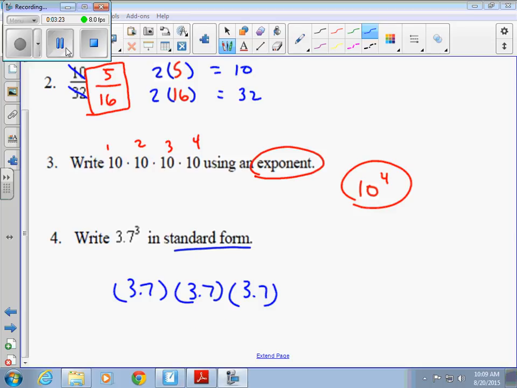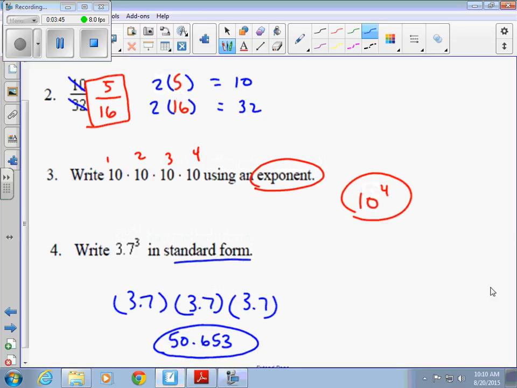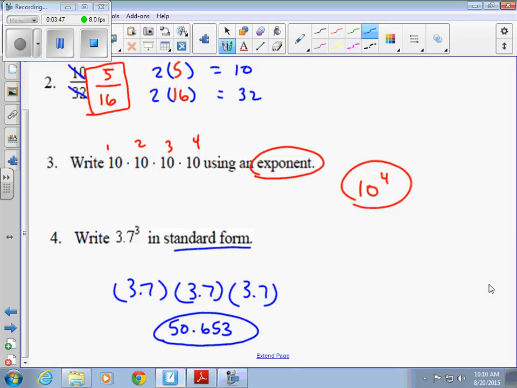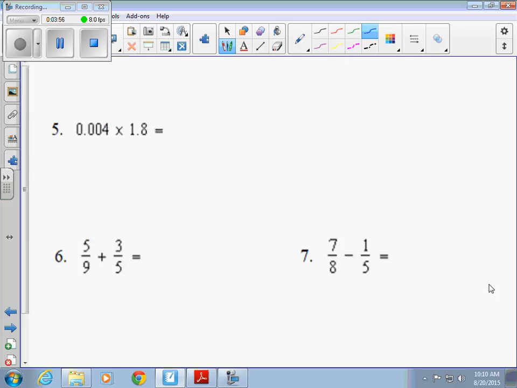When it's in standard form, like I said, it's the reverse of using the exponent: writing it by itself times itself 3 times. When you go ahead and multiply it out, that's what it means by standard form. You're going to get 50.653. When you are doing your work, everybody, always identify your answers either by circling them or putting a box around them. That way you can easily pick them out, and when I check your work, I can see them a whole lot easier to see if you're in the right spot.